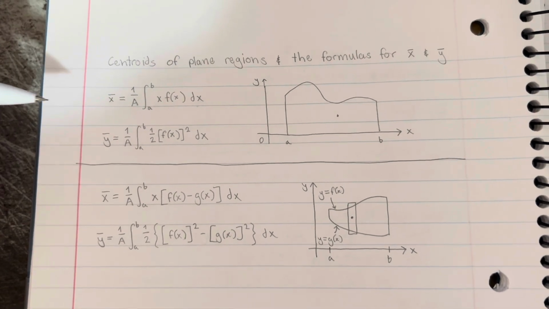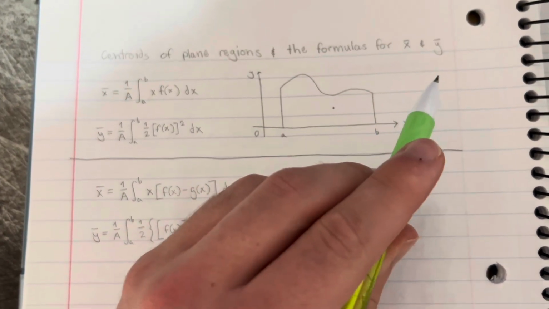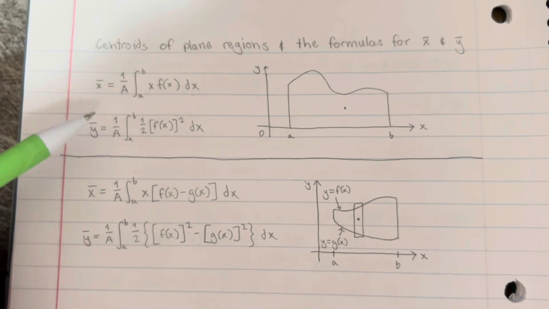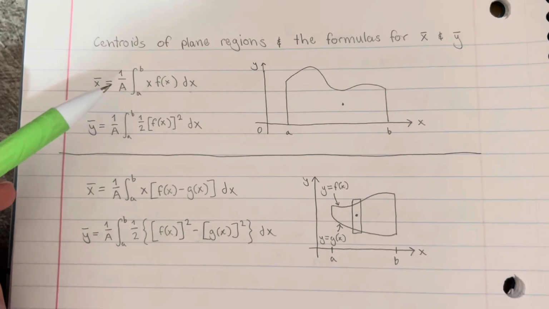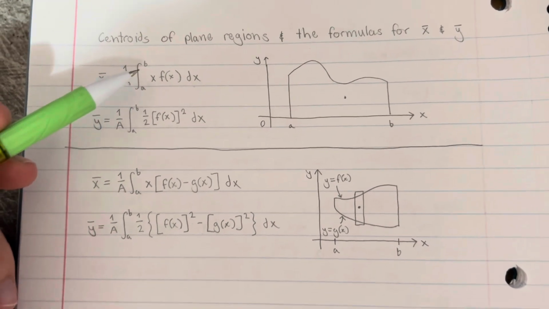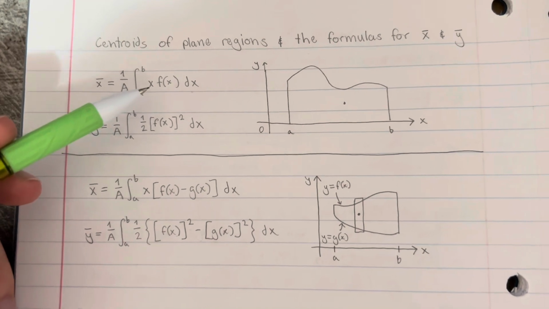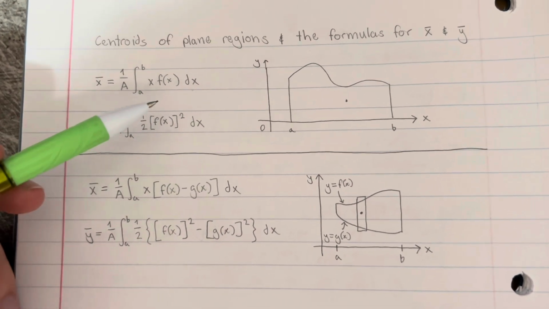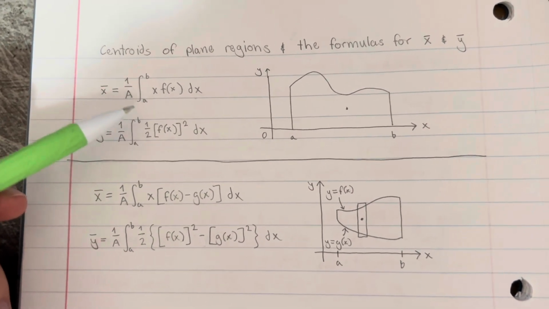Alright, let's go over the formulas for x bar and y bar first. It says here that the x bar formula is 1 over the area times the integral from a to b of x times f of x dx. And so how did we get that?